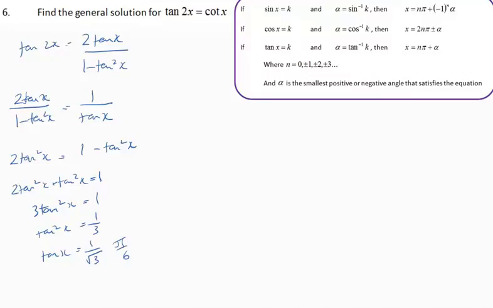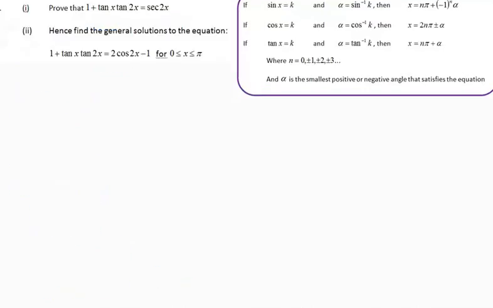And so what we're going to be putting into our formula here, our x is equal to n pi plus our alpha here, and we know because this is plus or minus pi on 3, because we've square rooted here, it's going to be x is equal to n pi plus or minus pi on 6 here.